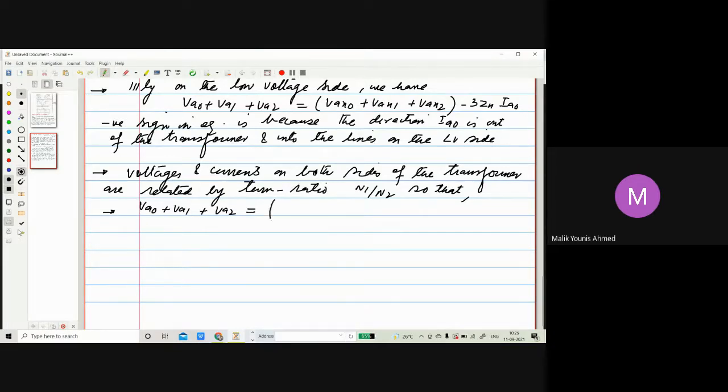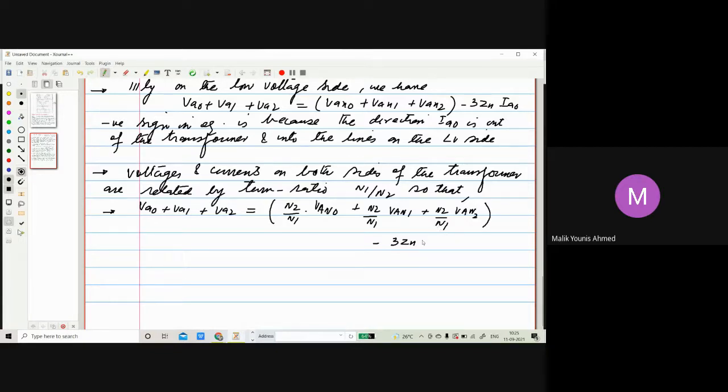So we can relate that. If we have to get the corresponding voltage on the high voltage side, then the voltage ratio, let us take it n1 by n2. They are related to each other. So I will write here VA naught. On the other side, I will write n2 by n1 VA1. And this I can relate third, n2 by n1 VA2. Then I will write the same thing minus 3Zn.